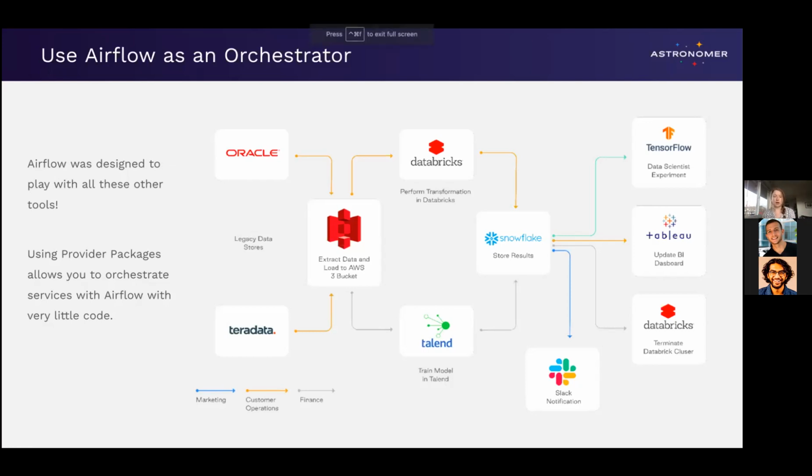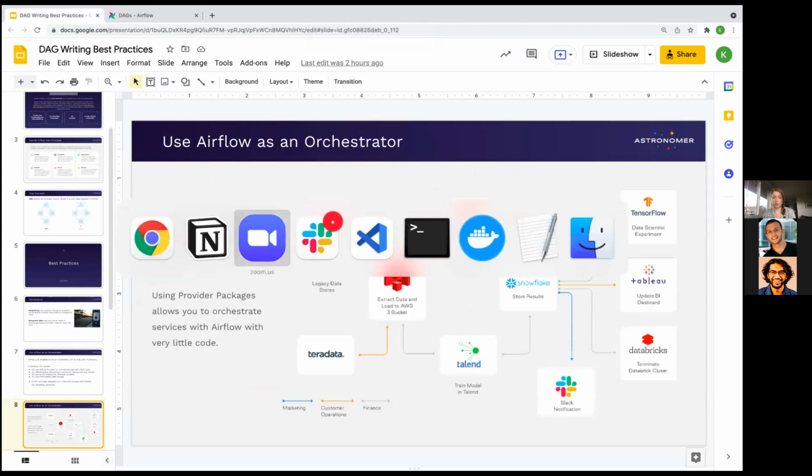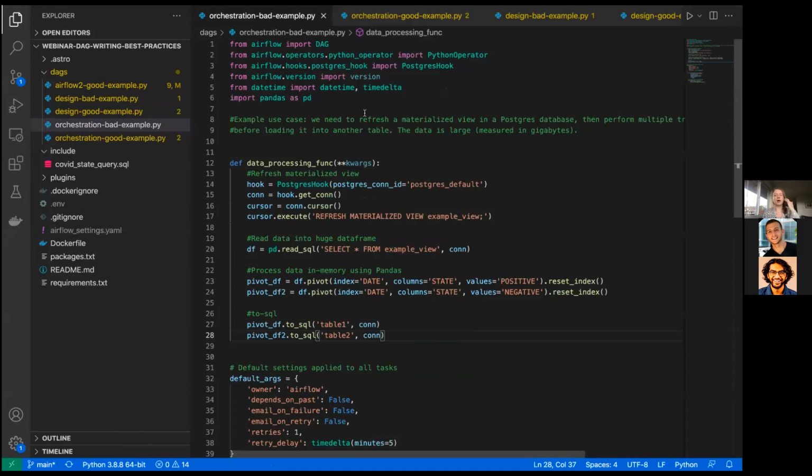So with that, I'm going to toggle over and show an example of this in practice. So again, I'm going to start off with a use case here and show two different DAGs, one that does not implement the best practice of using Airflow as an orchestrator and one that does. So we'll start with the one that doesn't, just to give a sense of why you might not want to do this and where the pitfalls are.